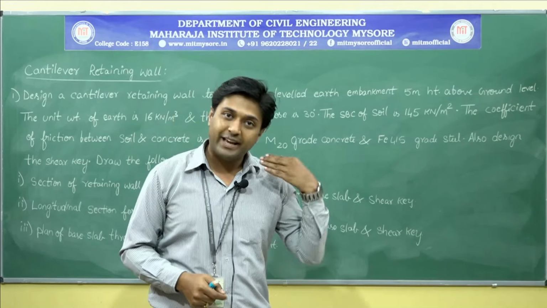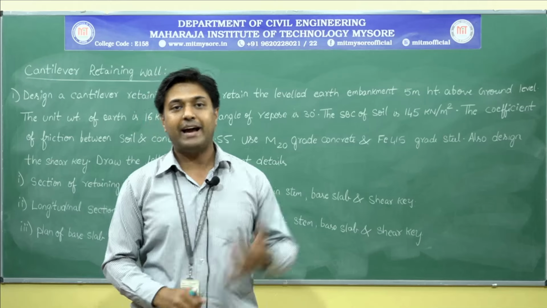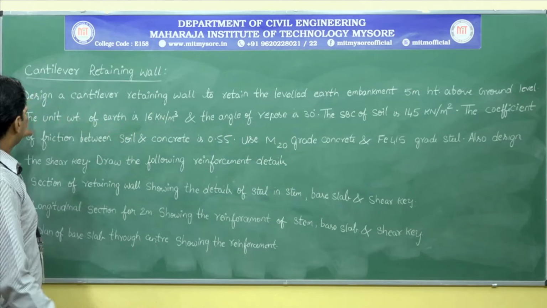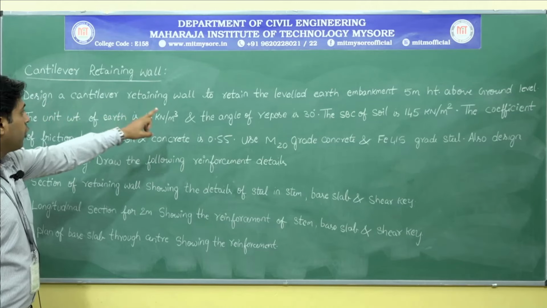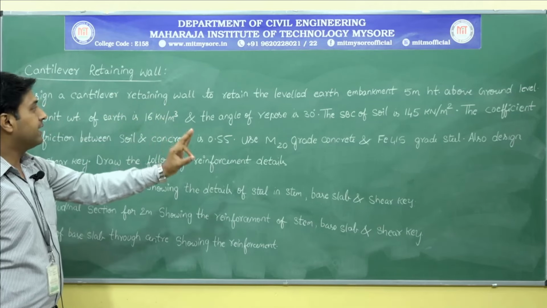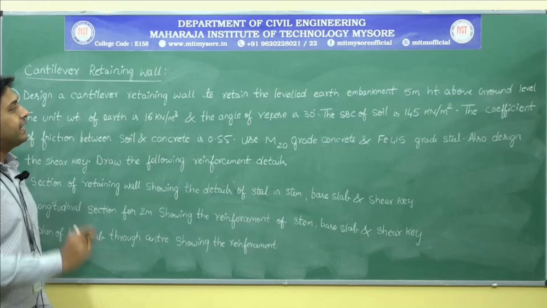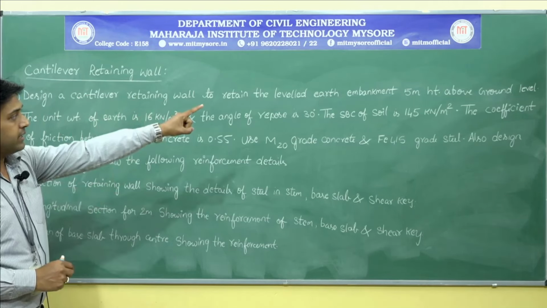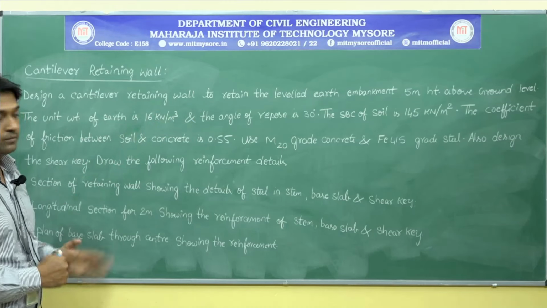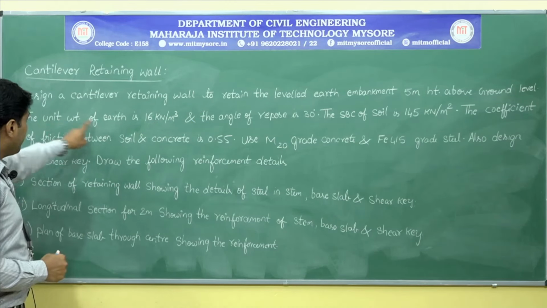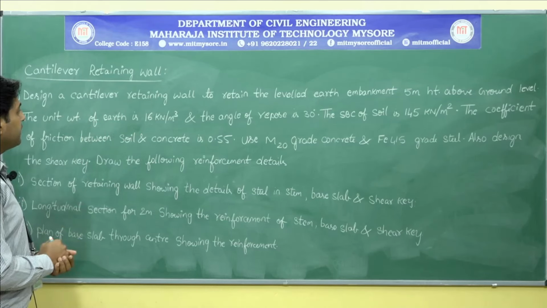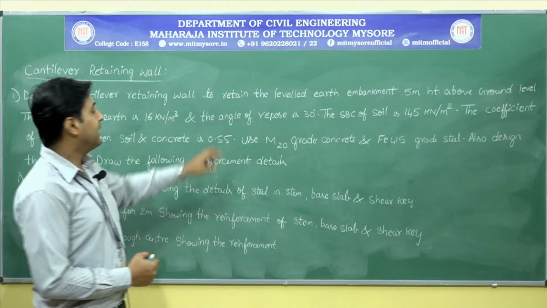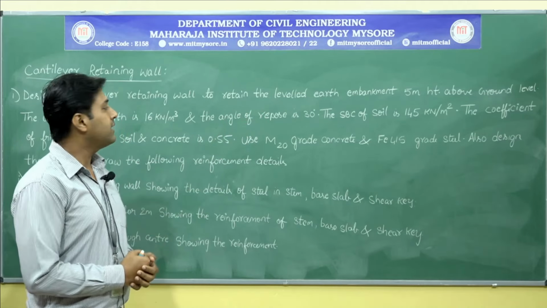To explain the design of a cantilever retaining wall, I have taken a question. Just concentrate on it. Design a cantilever retaining wall to retain a leveled earth embankment of 5 meter height. So the soil height that I want to retain is 5 meter above the ground level. The unit weight of the earth is 16 kilonewton per meter cube, which is nothing but the density of the soil. And the angle of repose is 30 degree.